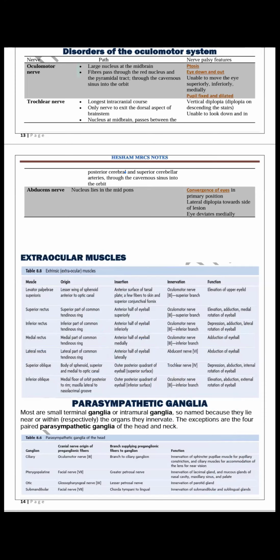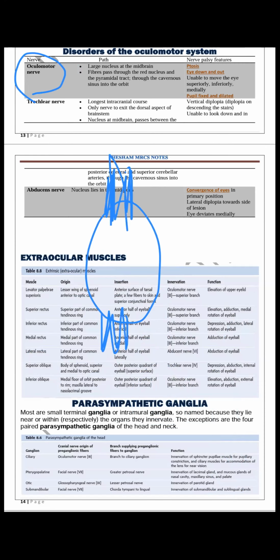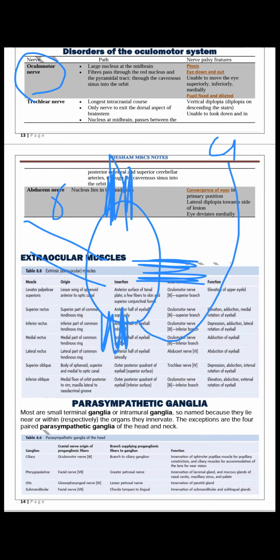First one, injury to oculomotor nerve. I have the oculomotor nerve here, which is injured. I will have paralysis to superior rectus, inferior rectus, medial rectus. But the lateral rectus is supplied by 6, and the superior oblique is supplied by 4. So they will act. Once this acts and this acts, I will move downward and outward. Okay? This is simple. So with oculomotor injury, I will be moving outward, abducted, and downward, depressed.